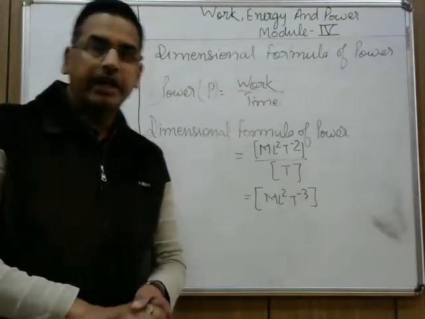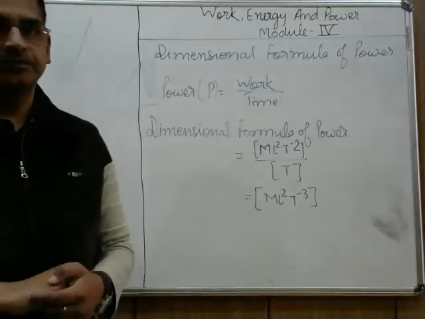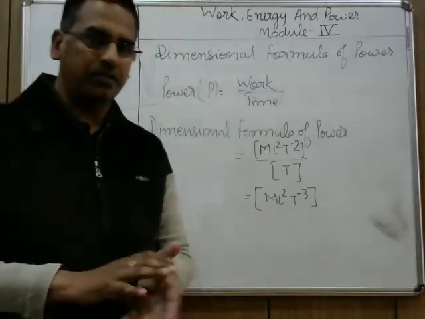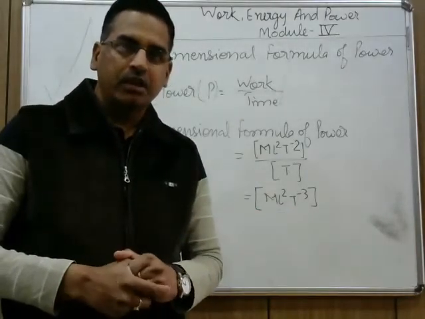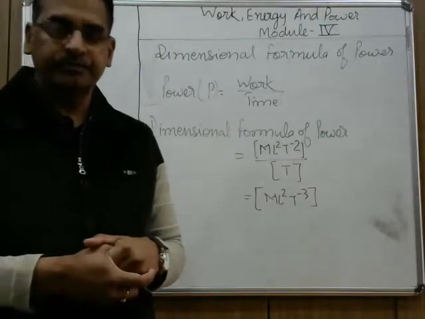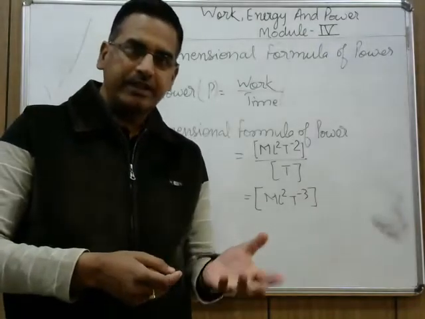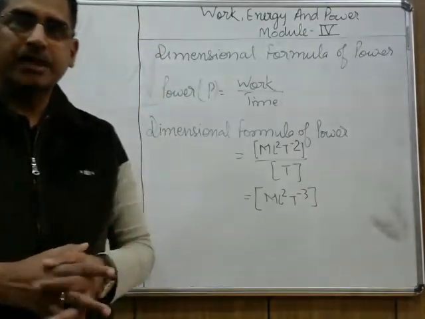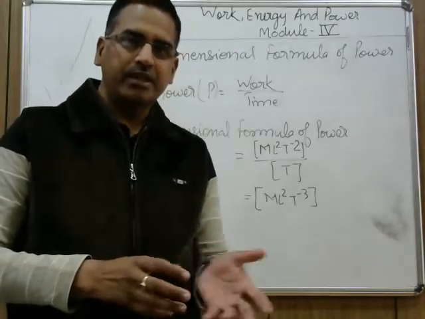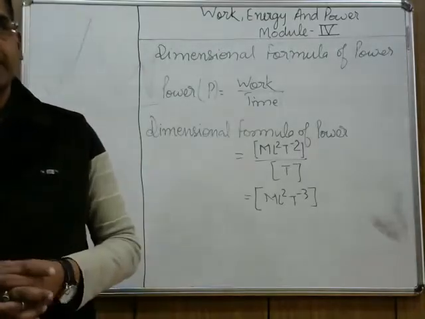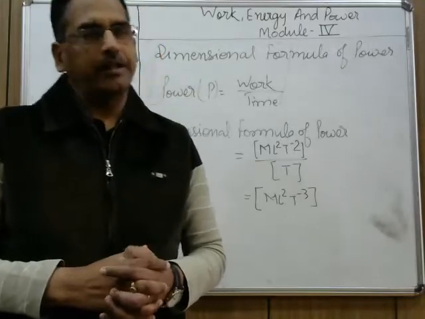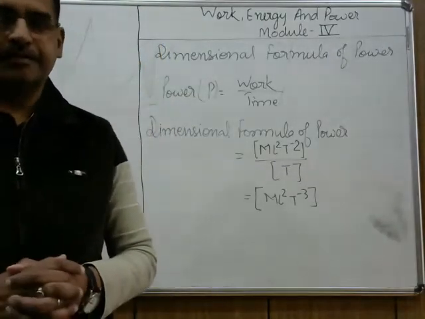So this is all about power. Now before I come to the next topic, once again I would like to summarize. First thing, what is power? Power is defined as rate of doing work. Since we say rate of doing work, as I told you many times, rate of means something divided by time. So when we say power is rate of doing work, it means work is to be divided by time, and that's why the formula of power is P equals work upon time, P equals W by T.